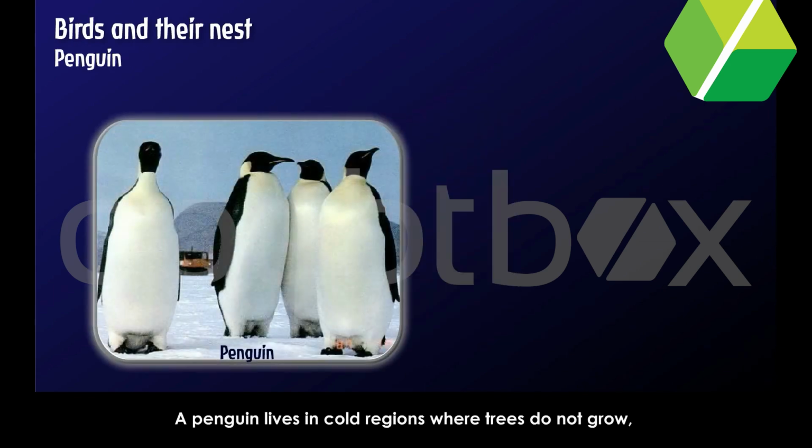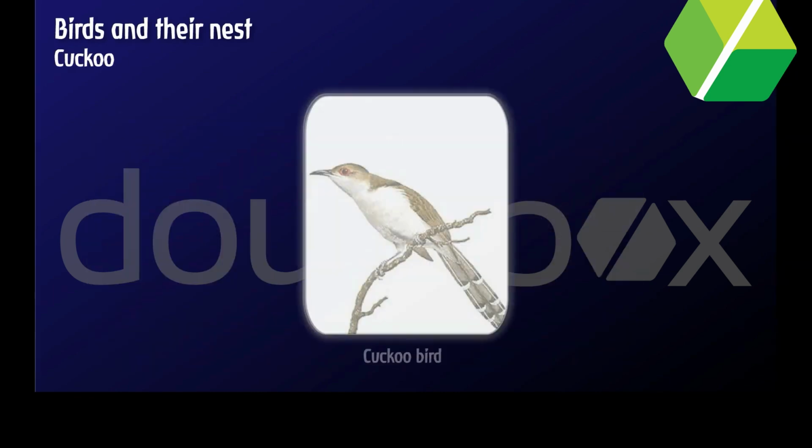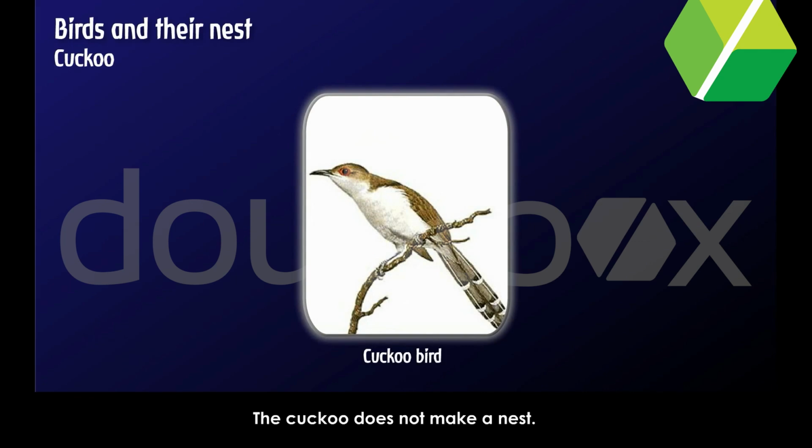Penguin. A penguin lives in cold regions where trees do not grow, so they collect pebbles and stones to build nests on the frozen ground. Cuckoo. The cuckoo does not make a nest. It lays eggs in the nest of another bird.